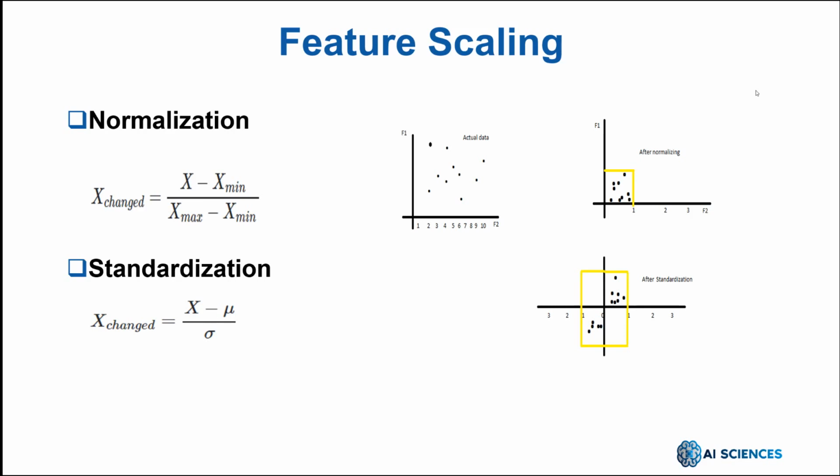The second one is standardization, which transforms the features so that the mean of the distribution becomes 0 and the variability becomes 1. Standardization is not significantly affected by outliers. Look at the figures below. They show how the transformed feature will be after implementing normalization and standardization.